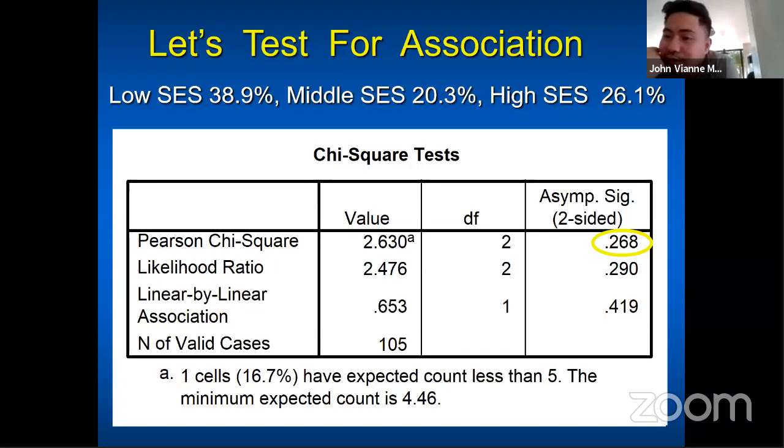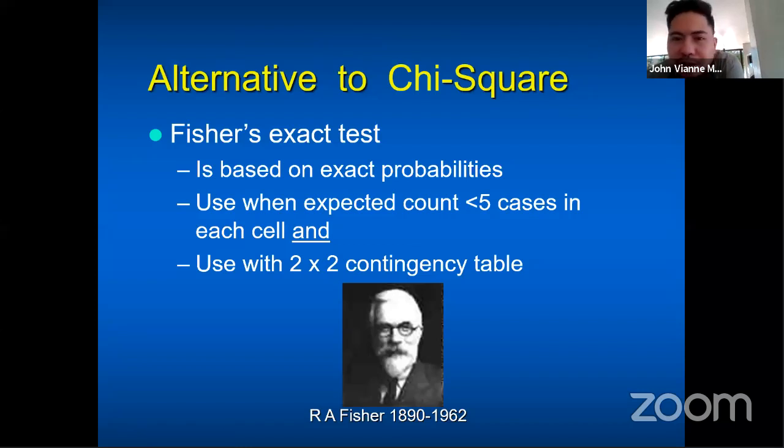Non-significant. Very good. Why? Because again, the test of significance is that the p-value or the sig value should be less than 0.05. In this case, it's greater than 0.05. That means there seems to be no association between smoking and SES.